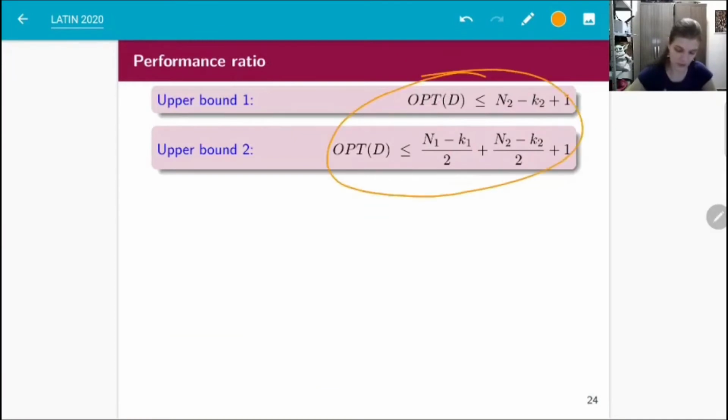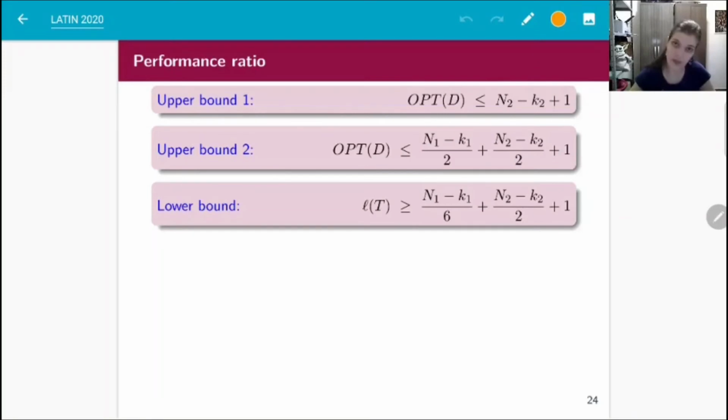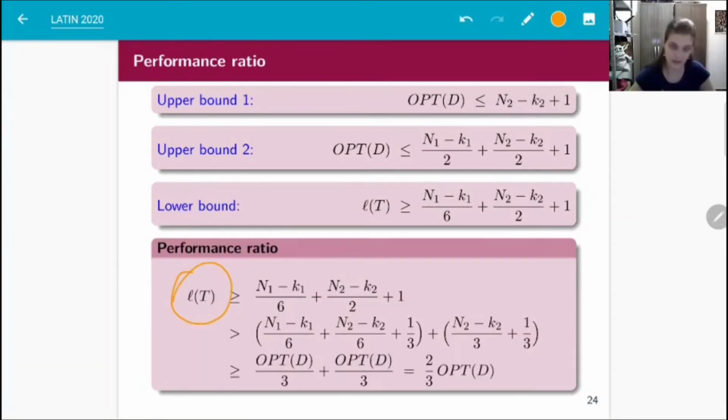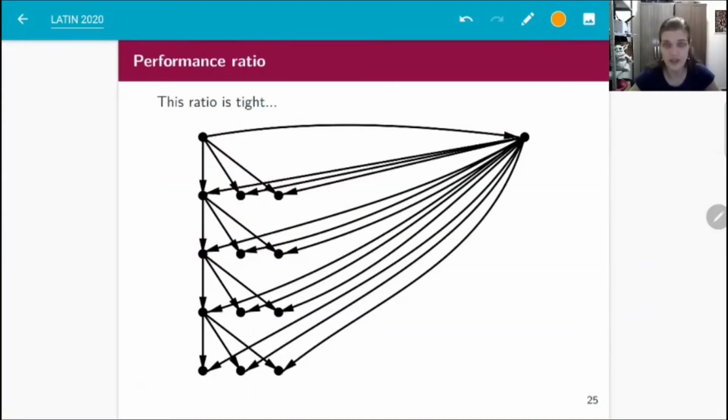Now with these two upper bounds, which are written using the number of vertices in non-trivial components and the number of non-trivial components, we can relate it with the lower bound we found before to show that the number of leaves found by our algorithm is at least 2/3 of the optimal solution. And this ratio is tight for our algorithm, as we can see in this example here. So it could start expanding this vertex here, and we would have as leaves these vertices, and this one, of course.